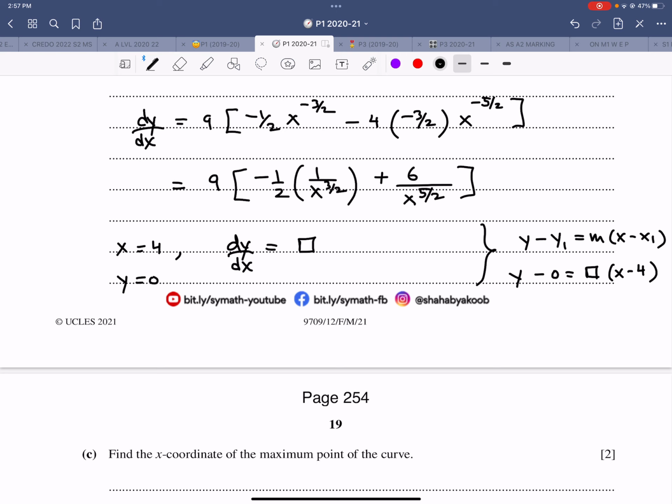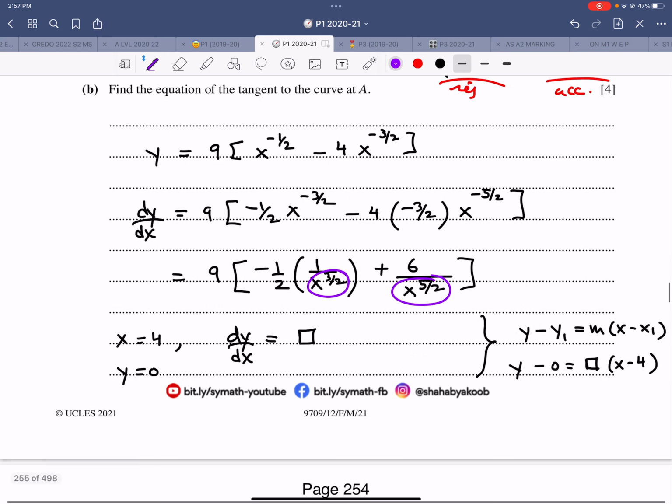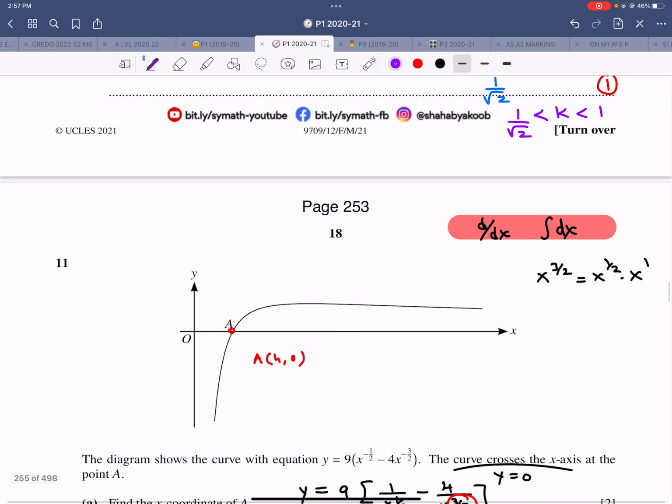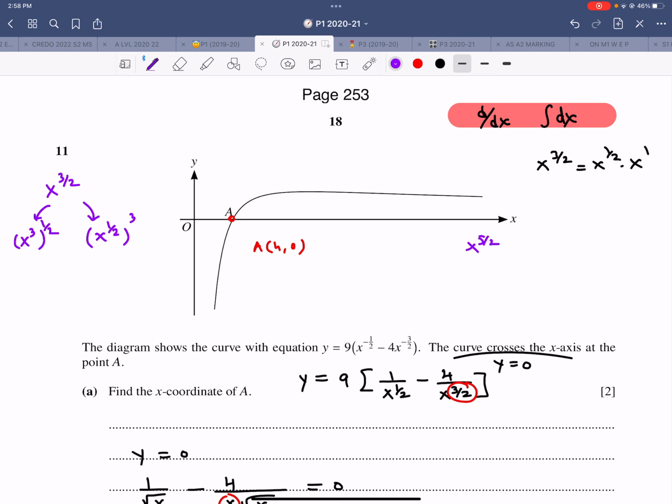Now coming to this value: x raised to power of 3 over 2, x raised to power of 5 over 2. We practice such things in integration. X raised to power of 3 over 2 can be written as x raised to power of 3 raised to power of half. It can be written as x raised to power of half, raised to power of 3. By the same token, x raised to power of 5 over 2 can be written as x raised to power of half, raised to power of 5.